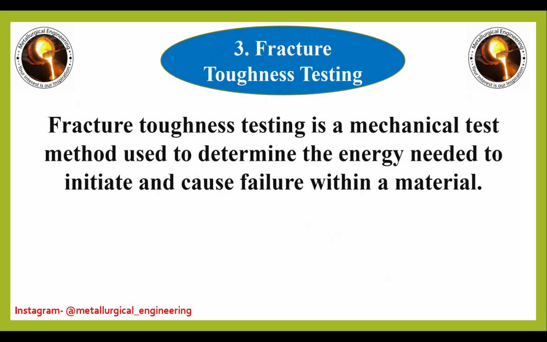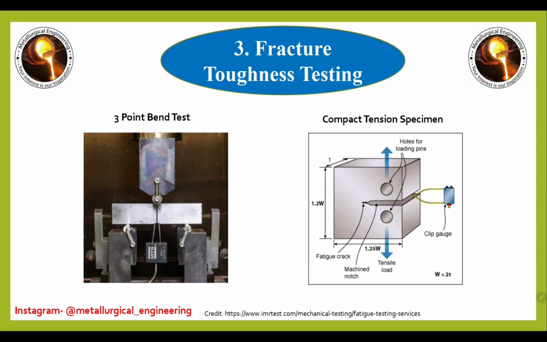Now we'll come to fracture toughness. As I explained initially, it is the response of the material in the presence of a crack. So we'll apply the load and check the response of the material when the crack is present. For fracture toughness, we have two types of specimens. The first one is called the 3-point bend test. In this we have one loading point and two supports. These are the supports and this is the load. A crack is applied here, so when we apply the load, it will bend like this.